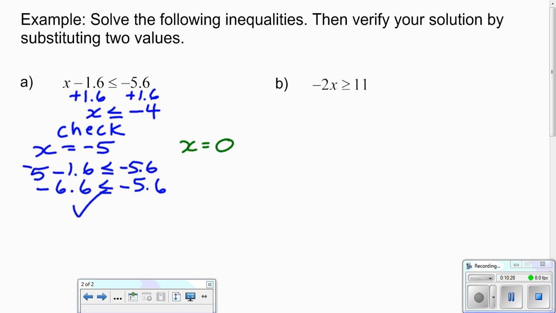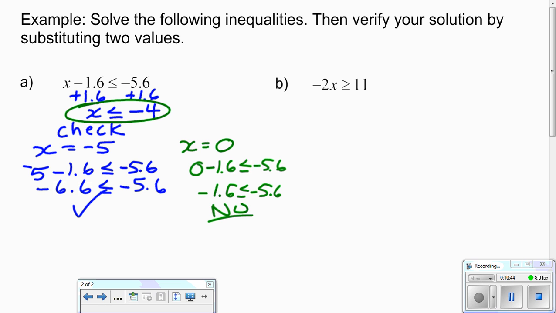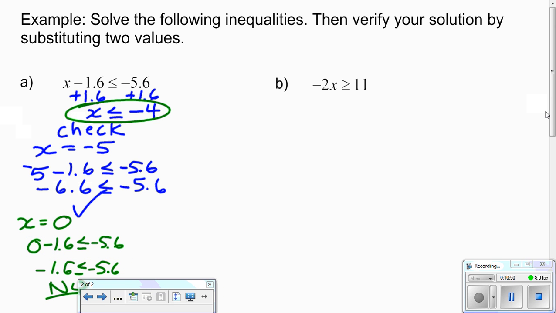Nice and easy. So 0 minus 1.6 should be less than or equal to negative 5.6. Negative 1.6 is less than or equal to negative 5.6? No, that's not a true statement. So it looks like we have a good boundary point. So x is less than or equal to negative 4 appears to be a good solution. Okay, just slide it under there.